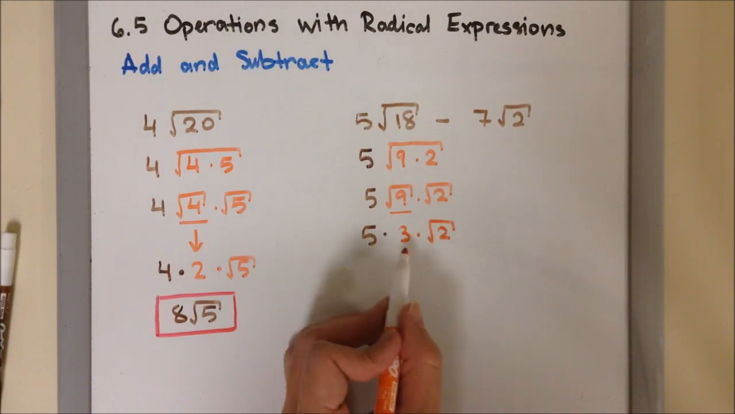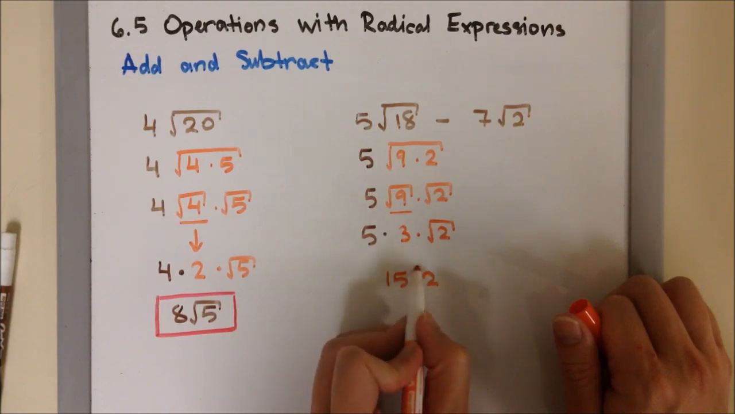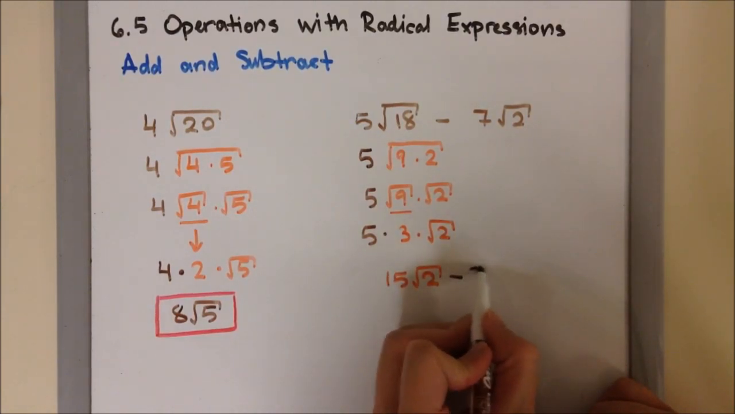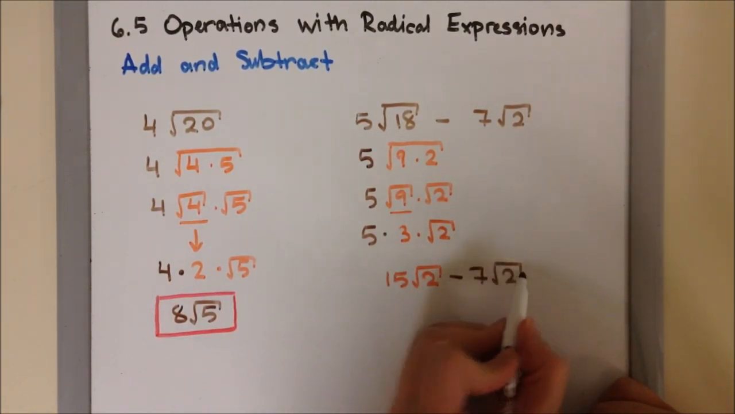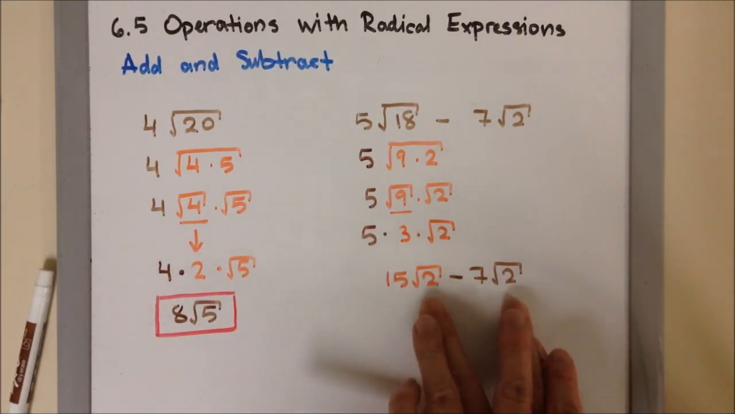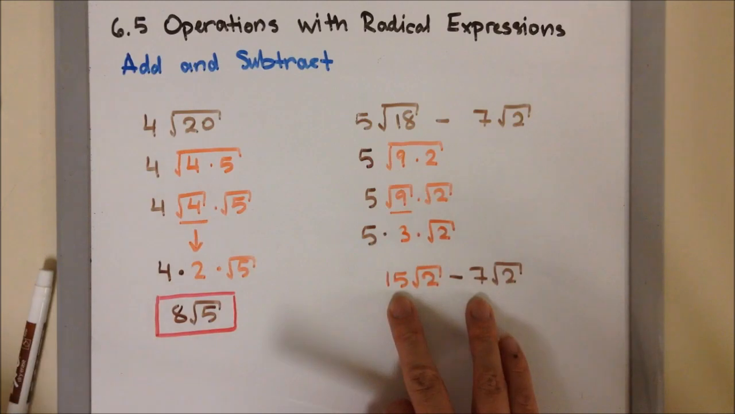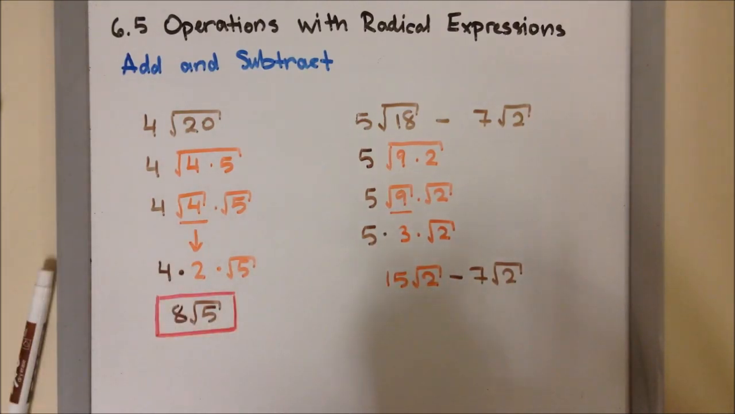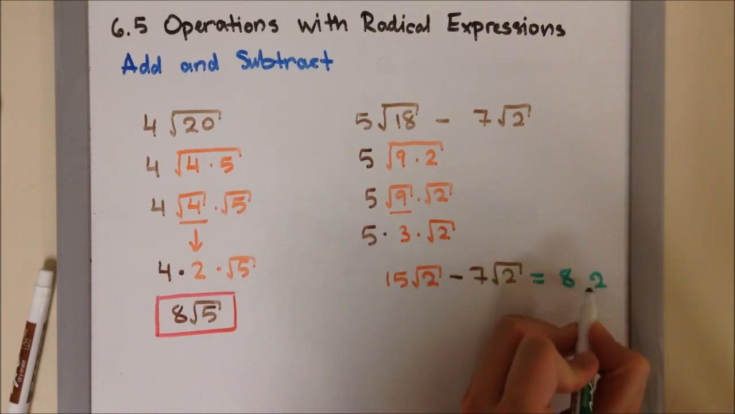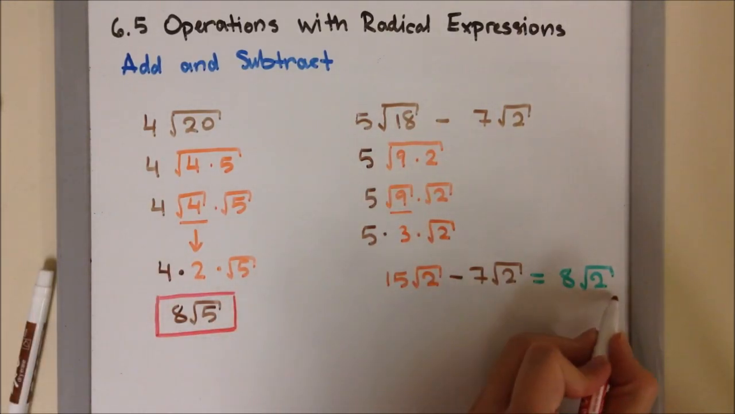Now we're going to do 5 times 3, which is 15. So this will be 15 square root of 2. And now I'm going to bring down minus 7 square root of 2. So since both of them now actually have the same radical, square root of 2, I can actually combine the numbers at the outside, which is 15 minus 7. So 15 square root of 2 minus 7 square root of 2 is 8 square root of 2. So that's my final answer, and let me box that up.